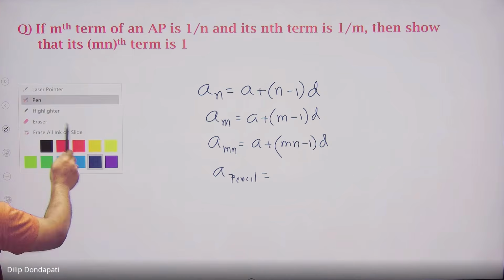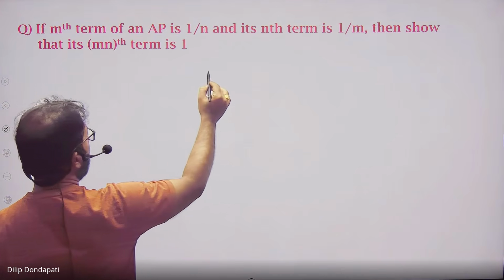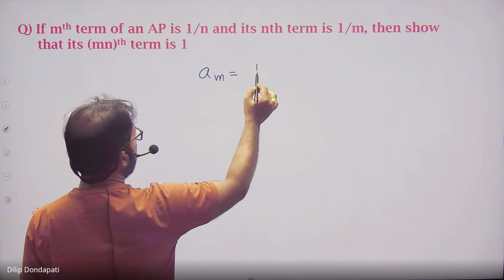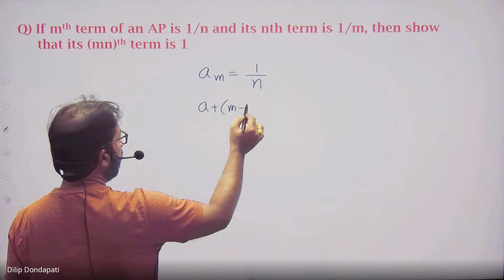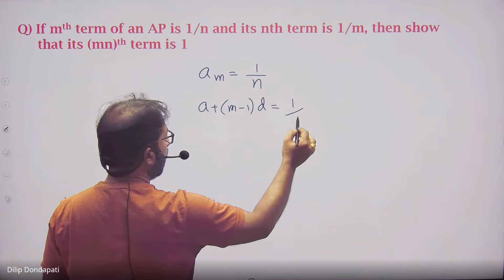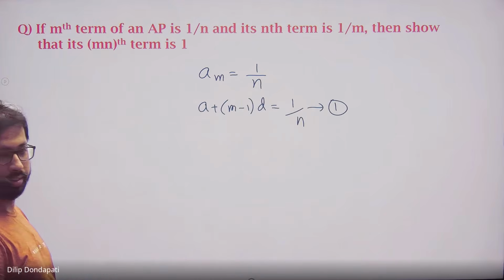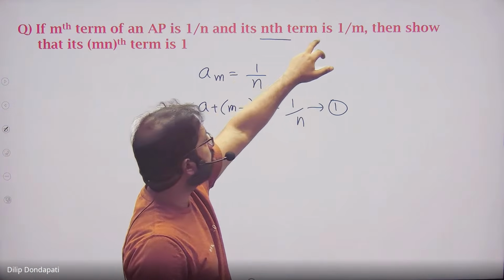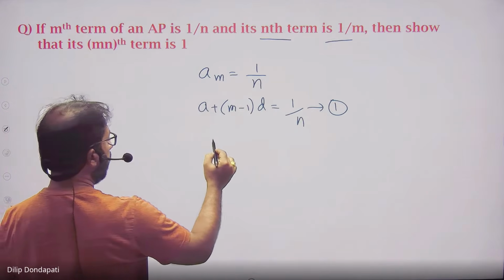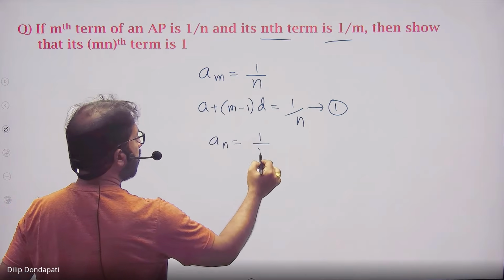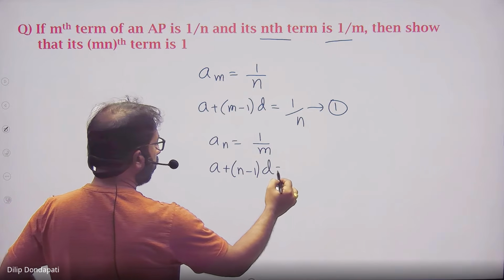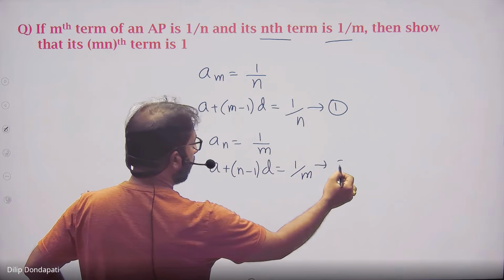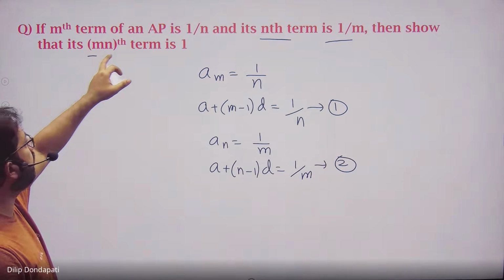चलो. mth term of an AP is 1 by n. So what is given? am is given as 1 by n. Okay, इसको expand करो. a plus m minus 1 into d is equal to 1 by n. This is the first equation. Second में क्या बोला? nth term is 1 by m. So इसको expand किया तो a plus n minus 1 into d is equal to 1 by m. Second question, then show that mth term is 1 बोल के प्रूव करने का.